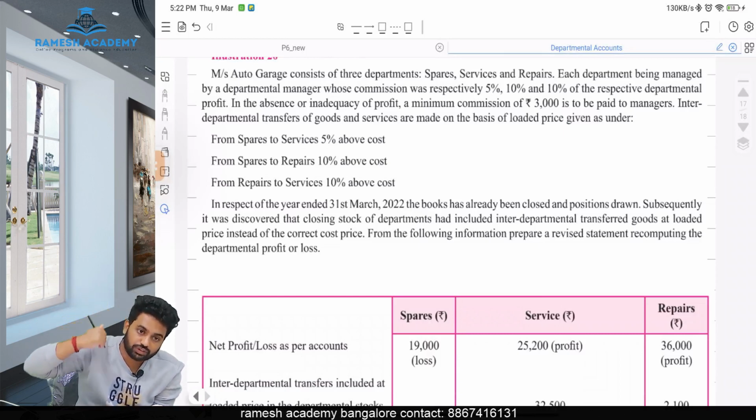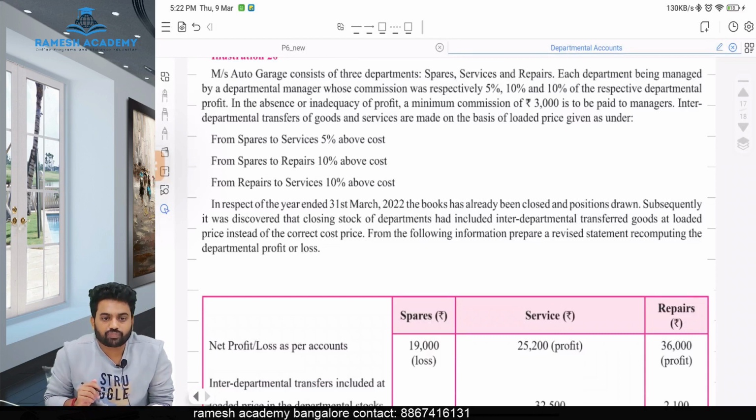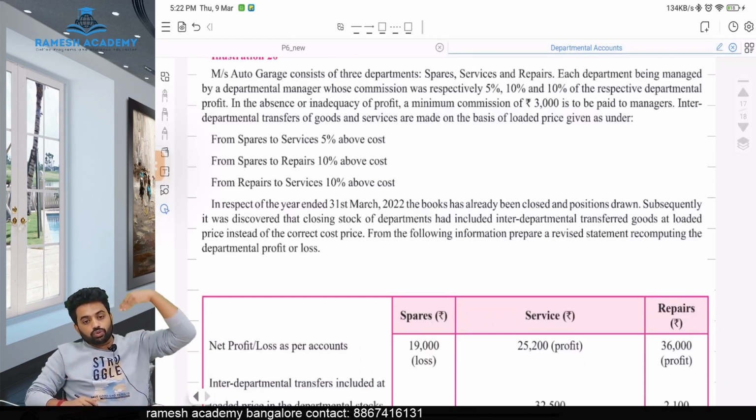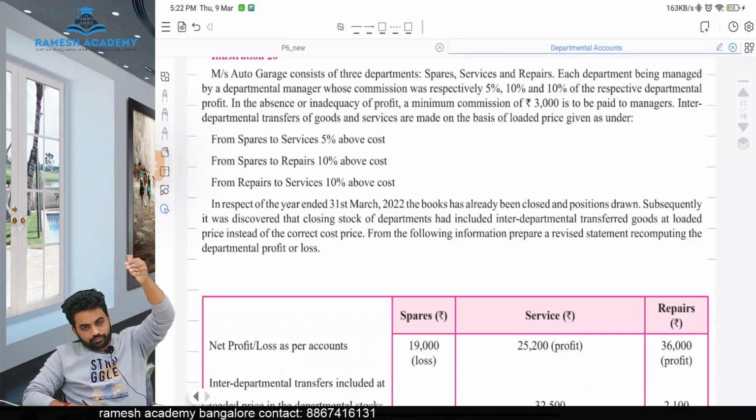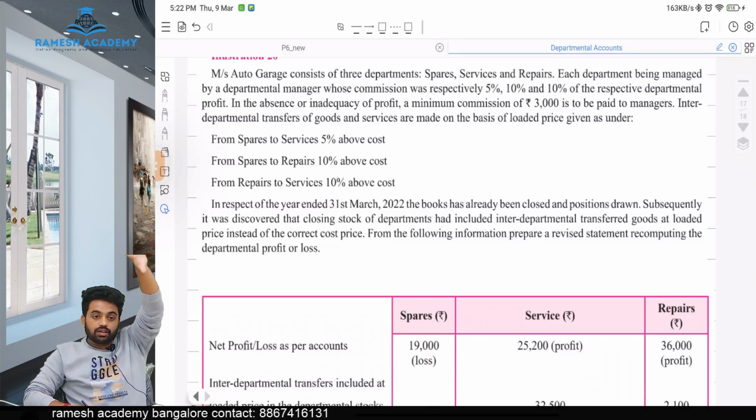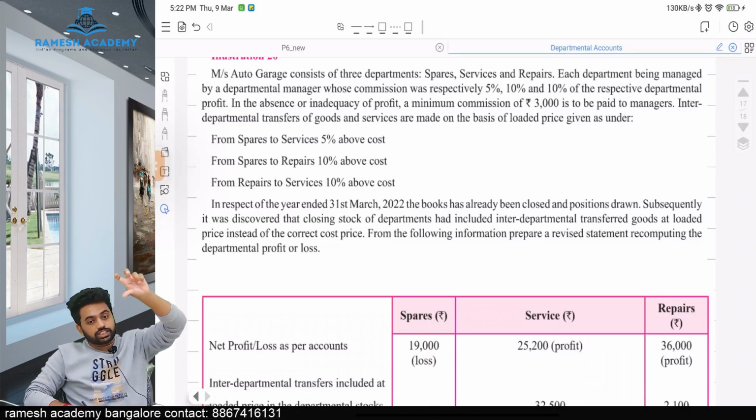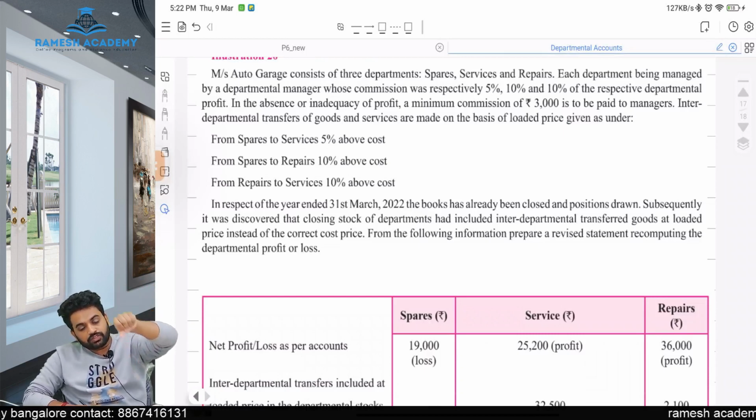From that we have to give a commission and we have to come back. I repeat, we have to go back to the net profit. Later we have to adjust the stock reserve. Later we have to come back to the actual net profit. From that we have to give the commission.